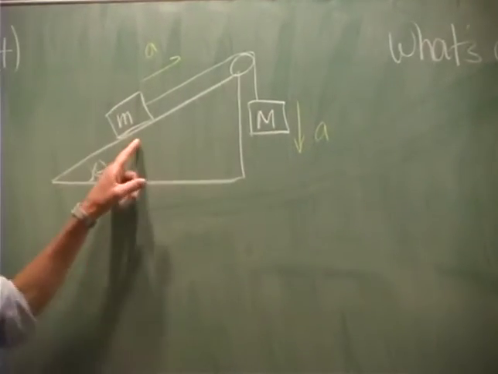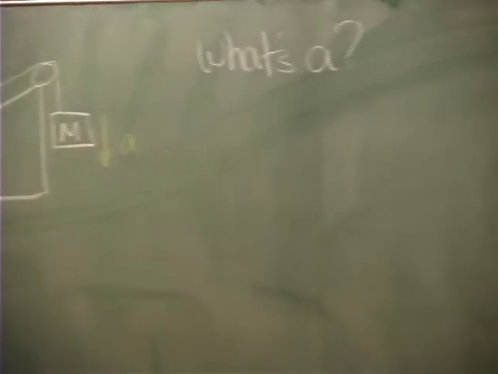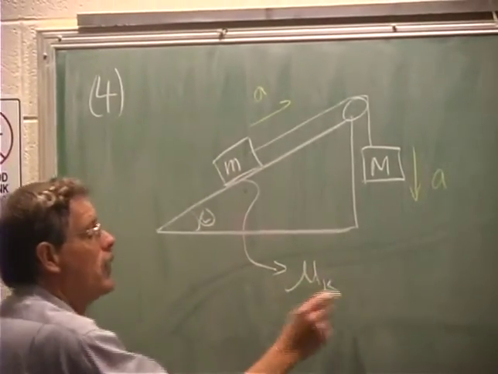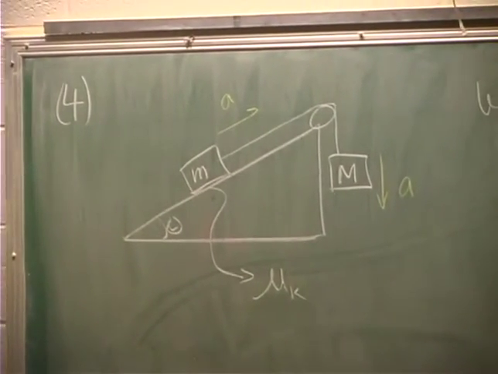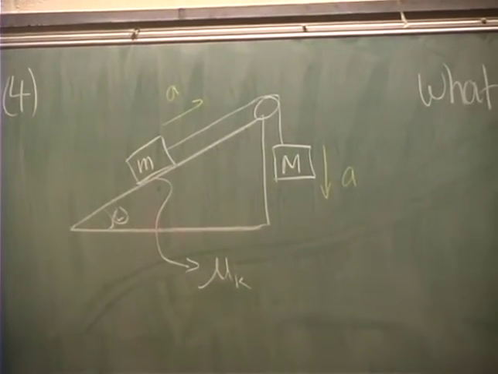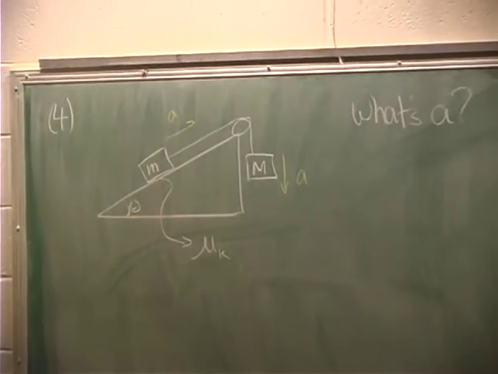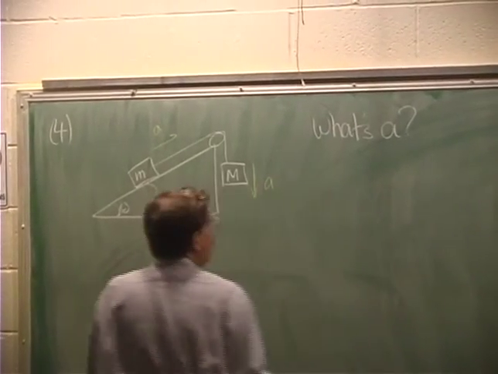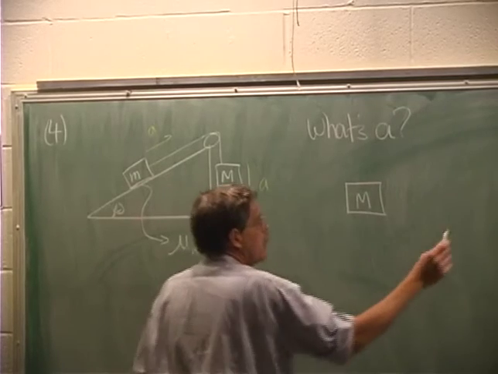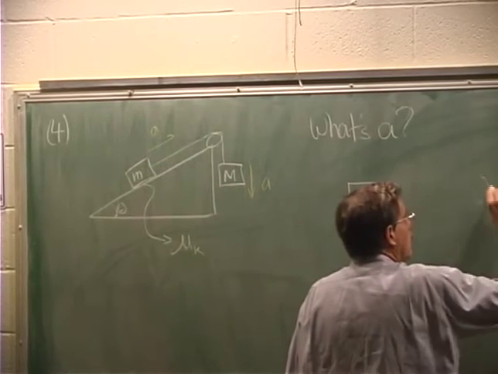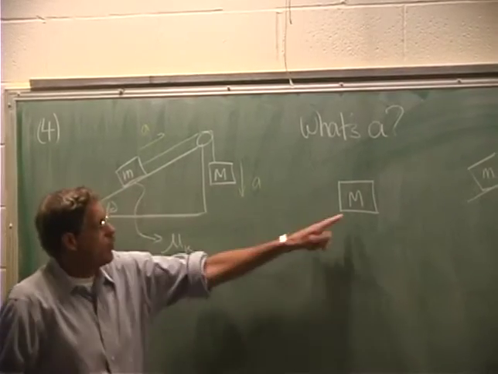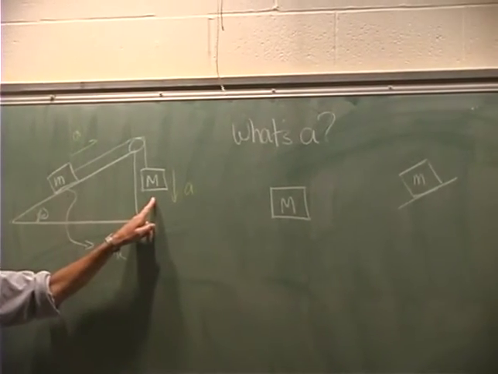You did it for a frictionless surface here, but now we're going to do it for a surface that has coefficient mu sub k, coefficient of kinetic friction mu sub k. So as that mass is sliding up the plane, what are the forces acting? Well, I think I better draw the two subsystems separately. This one here, the hanging mass.